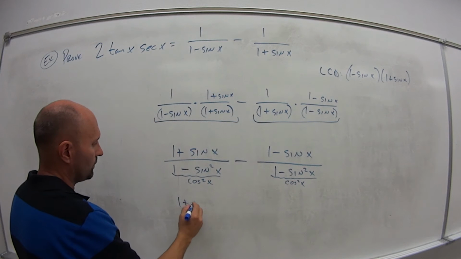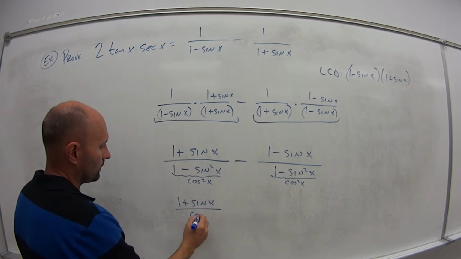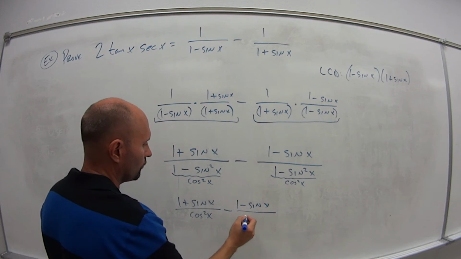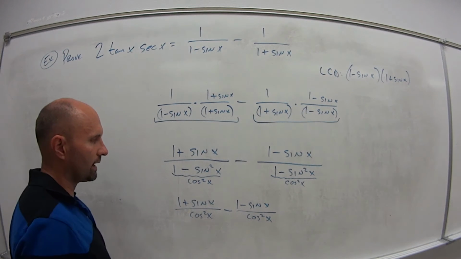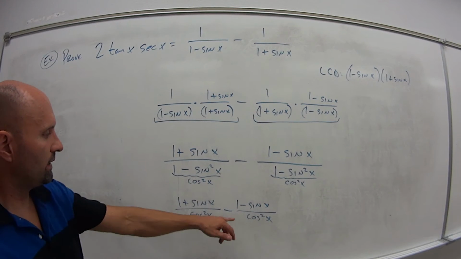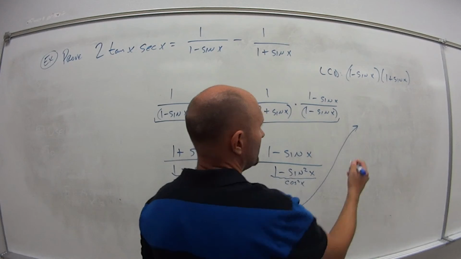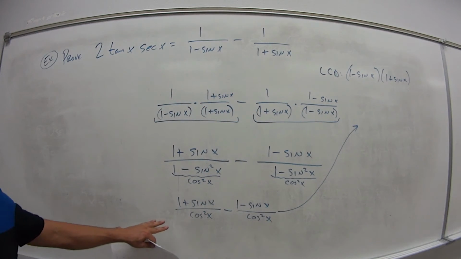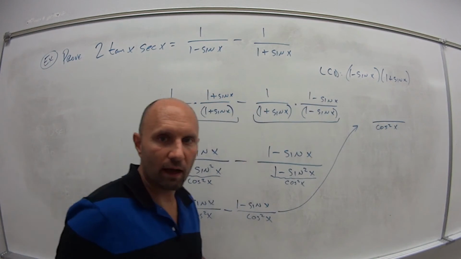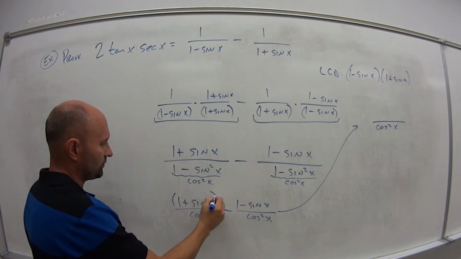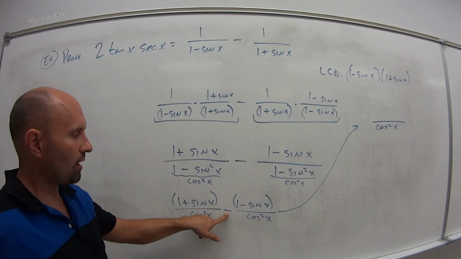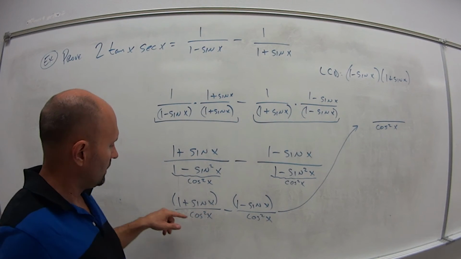So this is really like 1 plus sine of x over cosine squared of x minus 1 minus sine of x over cosine squared of x. So now, because they have the same denominator, when I subtract them, I will still have cosine squared of x in the denominator. But here's what I would suggest: put parentheses around the numerators, because with this minus sign, that's more often than not going to cause trouble for people.